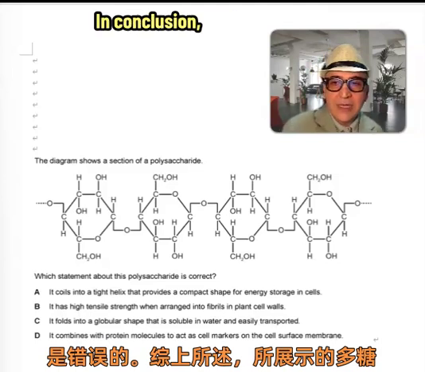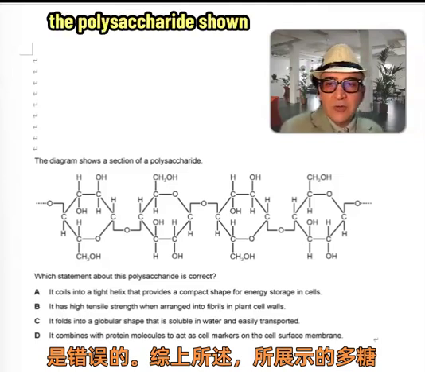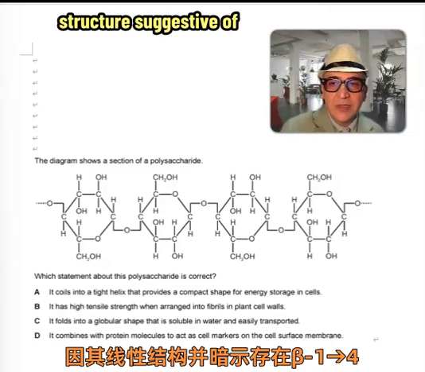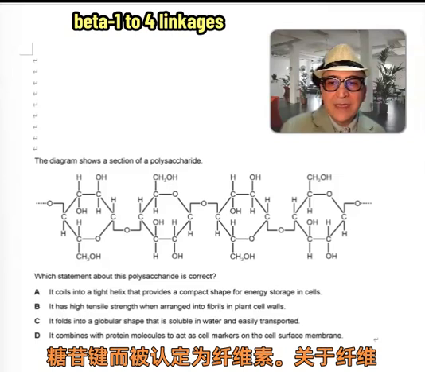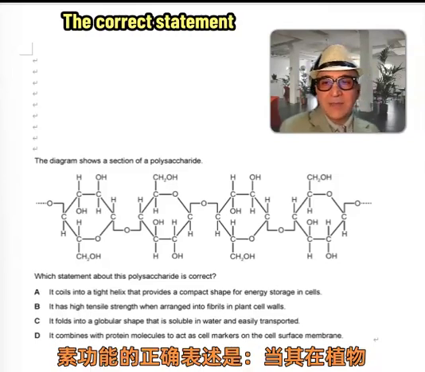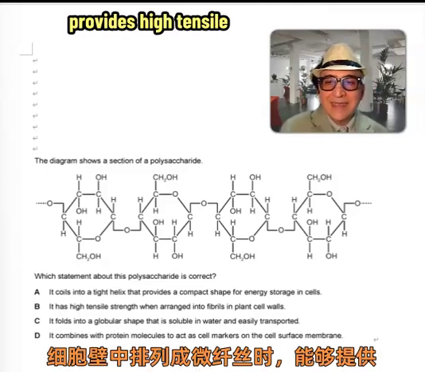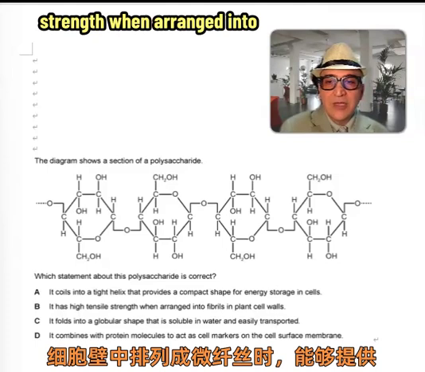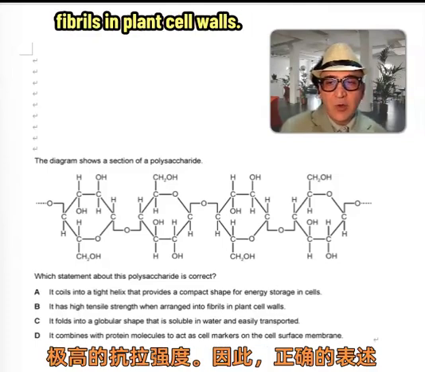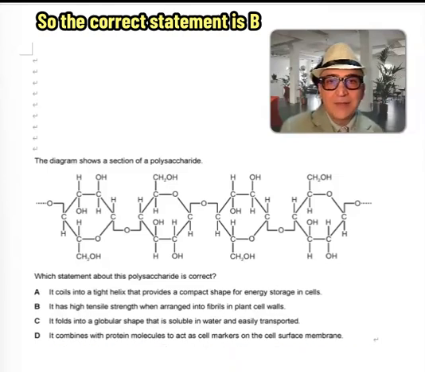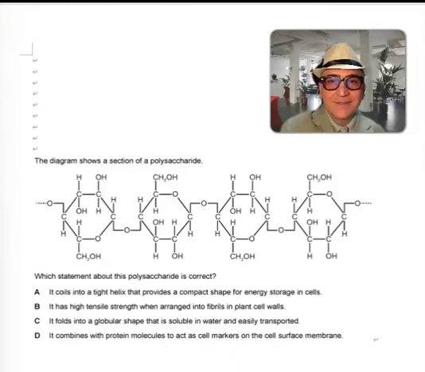In conclusion, the polysaccharide shown, characterized by its linear structure suggestive of beta 1-to-4 linkages, is cellulose. The correct statement describing the function of cellulose is that it provides high tensile strength when arranged into fibrils in plant cell walls. So the correct statement is B.